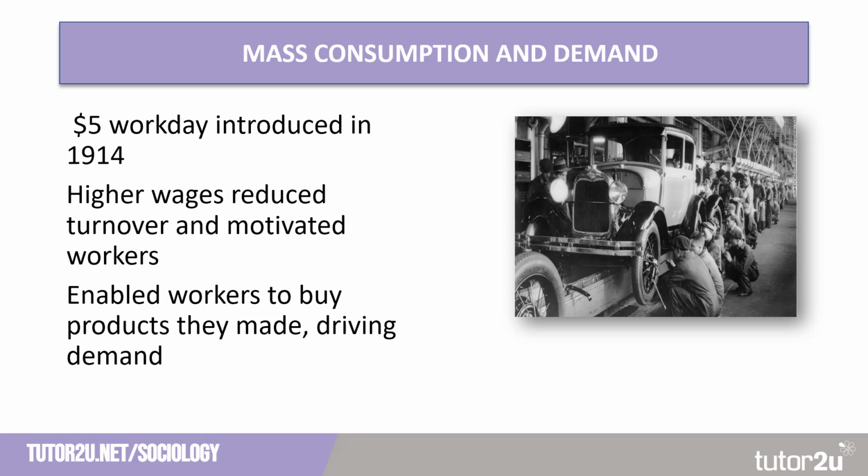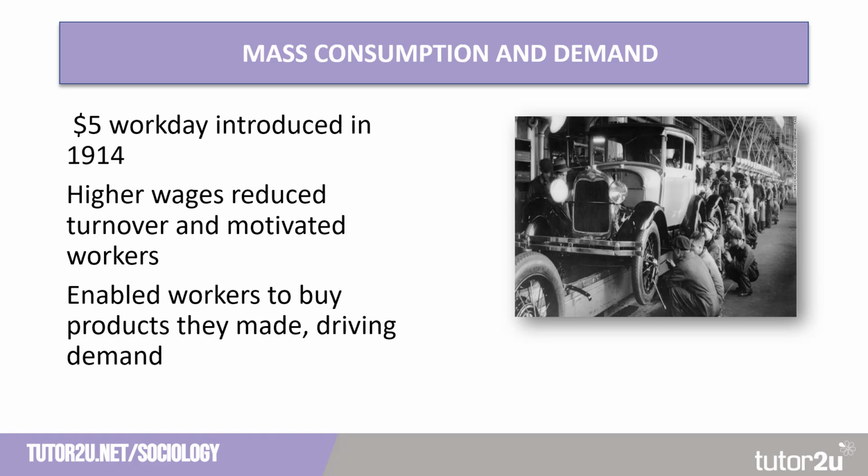Fordism also introduced the concept of paying workers higher wages to enable them to buy the products they made. In 1914, Henry Ford famously implemented the $5 workday, doubling the average wage for factory workers at the time. This move was revolutionary and had several significant effects. First, it reduced employee turnover and attracted a more stable and motivated workforce. Secondly, it created a new class of consumers who could afford to buy the products they were making, thereby stimulating demand and driving economic growth.